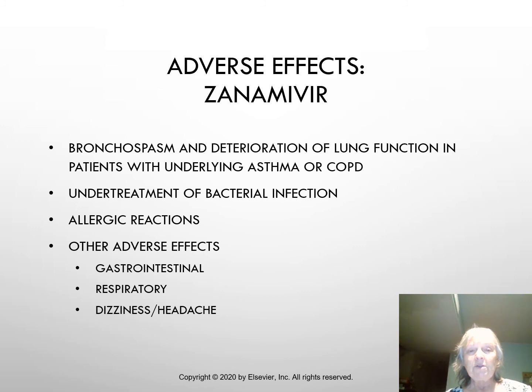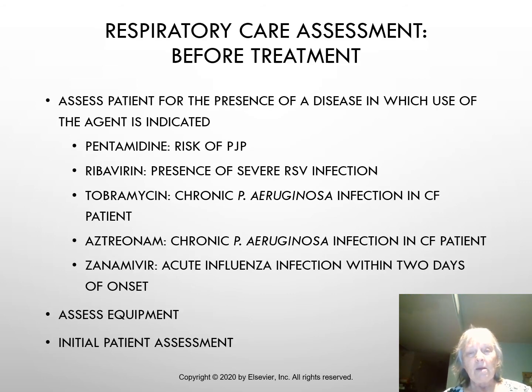So the adverse effects, there you see bronchospasm, deterioration of lung function in patients with underlying asthma or COPD, undertreatment of bacterial infection, which is not a good deal, allergic reactions, and other things we can see with this, GI, respiratory, dizziness, and headache. So respiratory care assessment before the treatment, assess to see what's going on with this patient. Do they really have this disease? With pentamidine, the risk of PJP or PCP, just depending on what you see. Ribavirin, presence of severe RSV infection. Tobramycin, chronic Pseudomonas. And then you have your other ones for influenza and things like that.